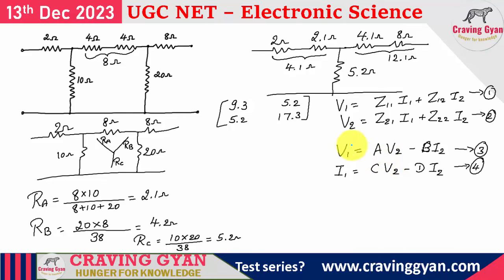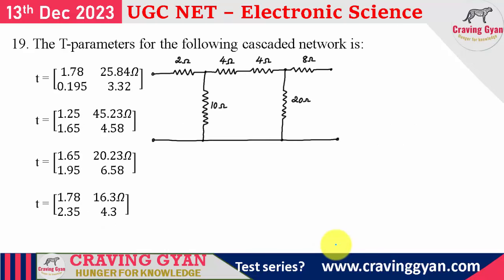So when you try to write, what you are going to get: the A value is 1.78, the B value is 25.92, the C value is 0.195, and the D value you are going to get is 3.34. Which option is it following? The closest option is option A only. Option A is going to follow. Option C is also wrong, option D is also wrong.